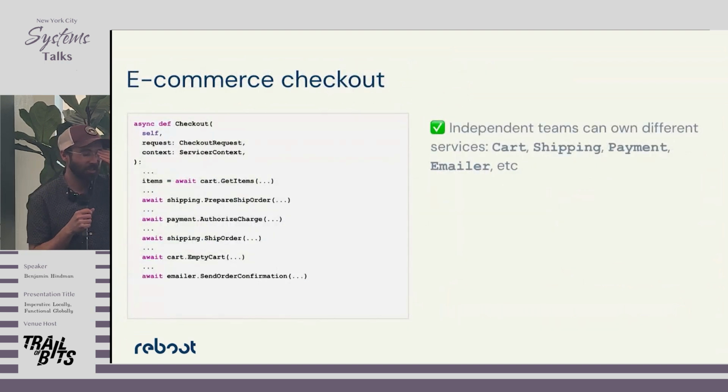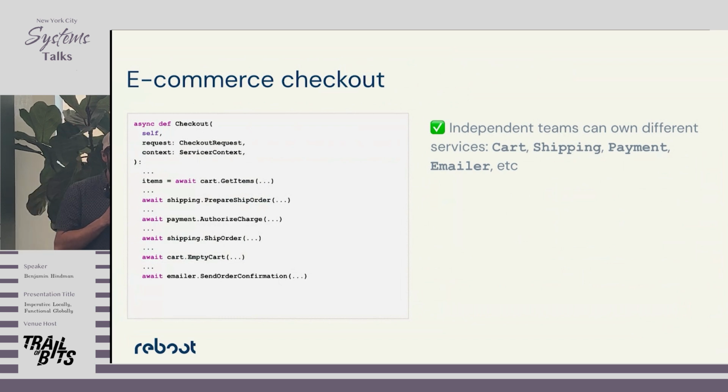But they also have their challenges. To really talk about those challenges, I want to start with this example, which is your standard e-commerce checkout. When you look at this code, there's a lot to like. Independent teams can clearly own a bunch of these different services: the cart service, where you might be getting and storing the items; the shipping service; the payment service; the emailer service; and so forth.